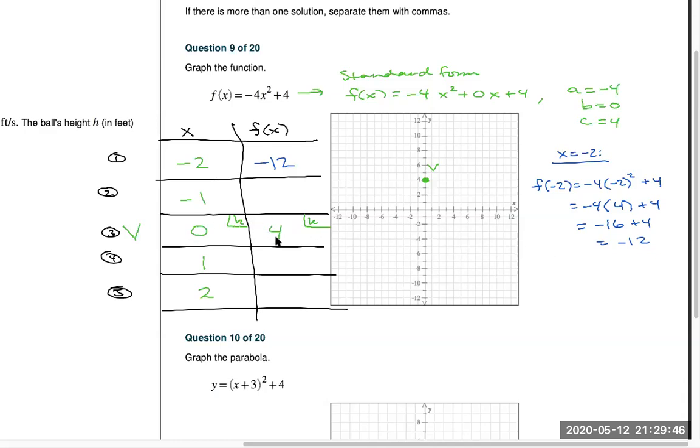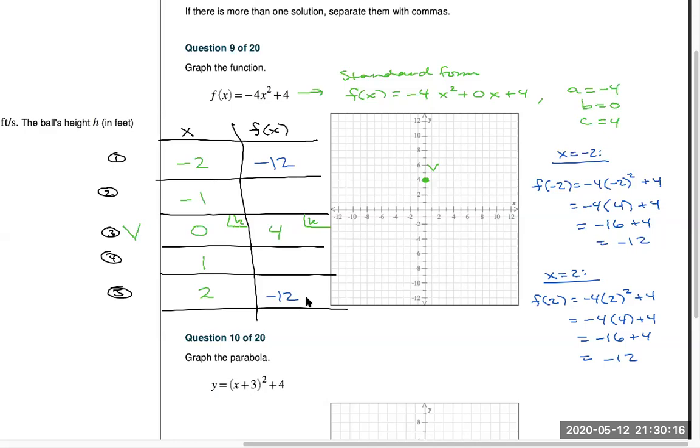And then to check that we found our vertex correctly, when we plug in 2 and solve out for y, we should get the same thing. Negative 4 times 2 squared plus 4. That's negative 4 times 4 plus 4, which is negative 16 plus 4, which is negative 12. Okay. So negative 12 for both of these.